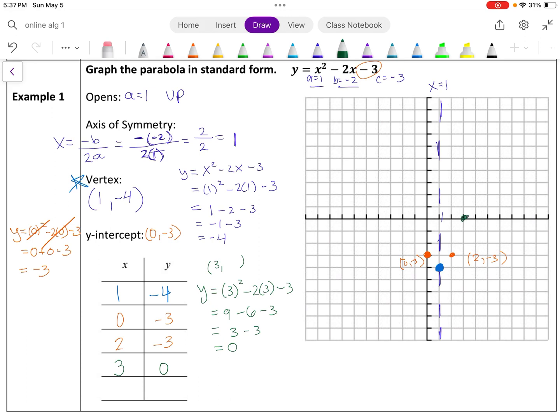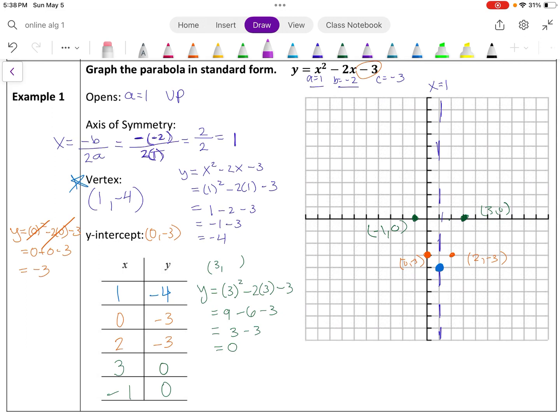Hey, look, we actually ended up finding one of our x-intercepts. So here's my point (3, 0). If I mirror that, it's 2 away from my axis of symmetry, so 2 away from my axis of symmetry. Here's our other x-intercept, (-1, 0). And there's our 5 points.